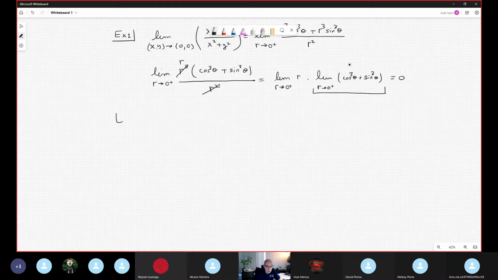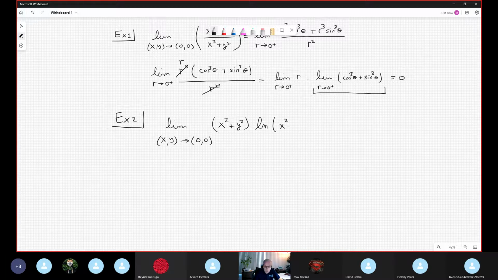A little bit more complicated, but no big deal. Suppose the limit when the x comma y point approaches the origin again. So we have parentheses x squared plus y squared. And we have here the natural logarithm of x squared plus y squared. This is the function that is inside the argument of the limit operator.